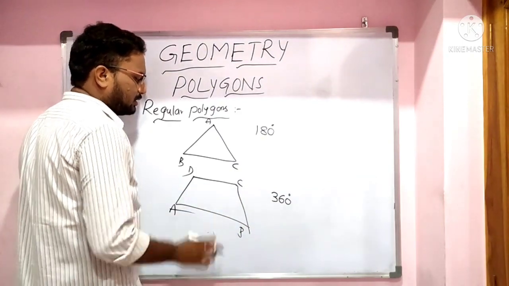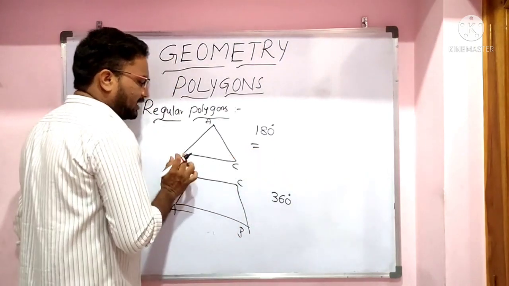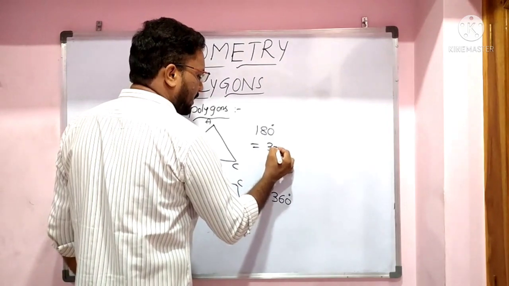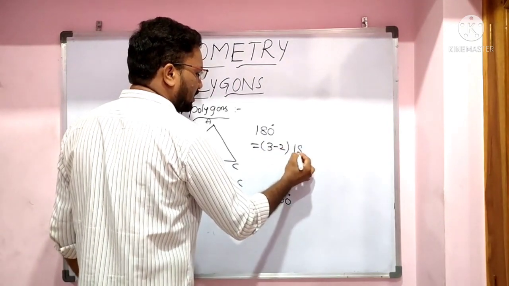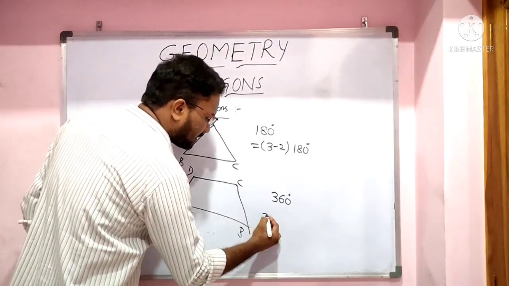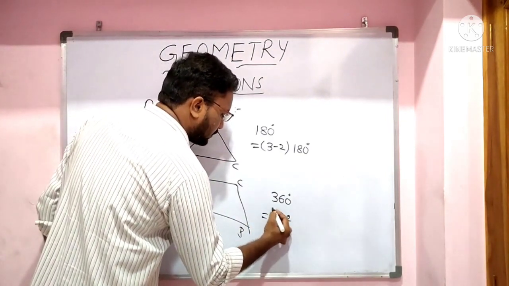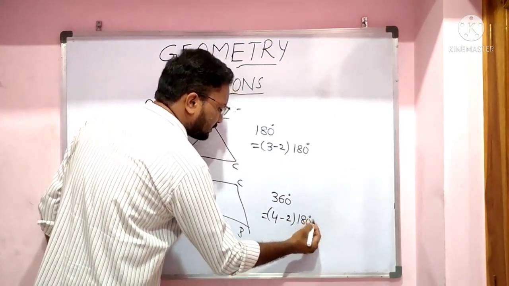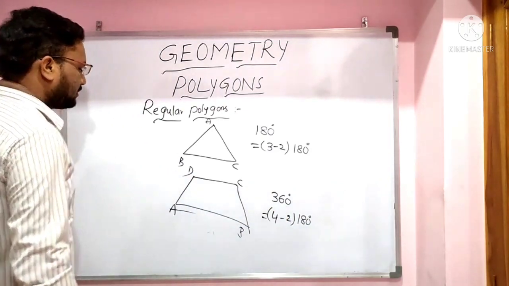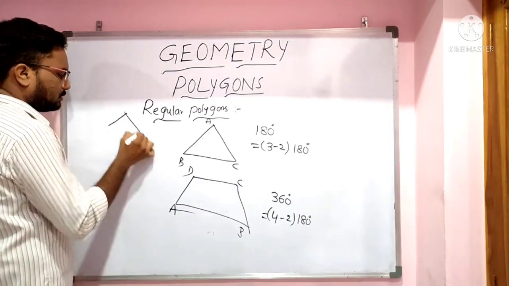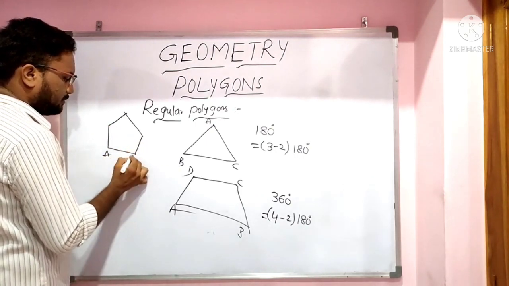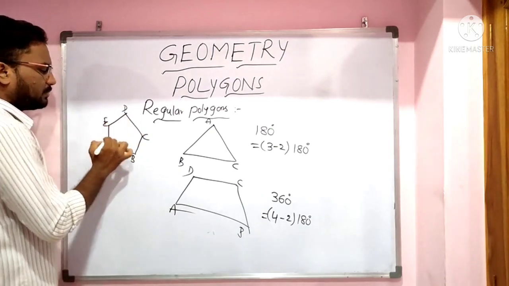So how did we get this? A triangle has 3 sides, so we can write it as (3 minus 2) into 180 degrees. For a quadrilateral we can write it as (4 minus 2) into 180 degrees. For a pentagon, A, B, C, D, E, this is a pentagon.